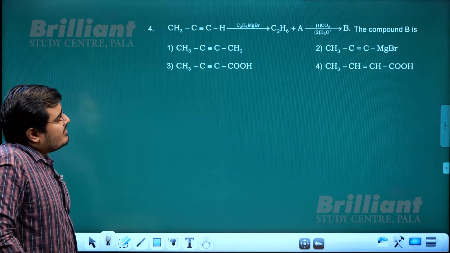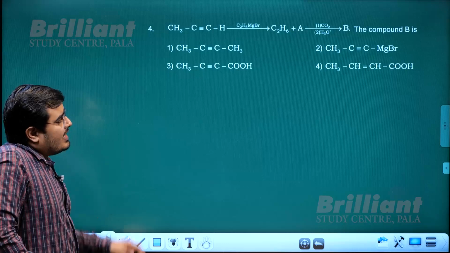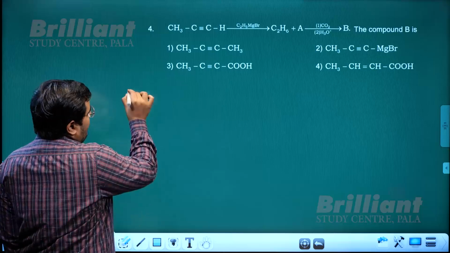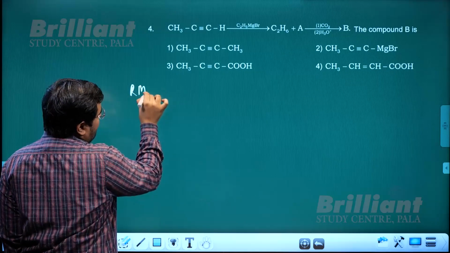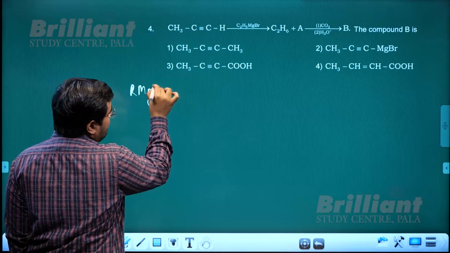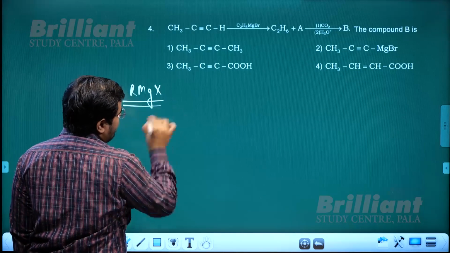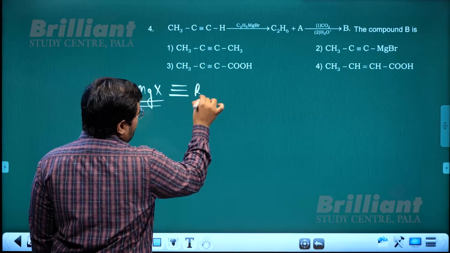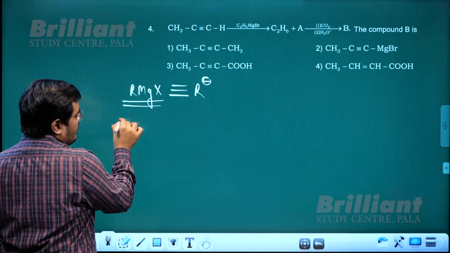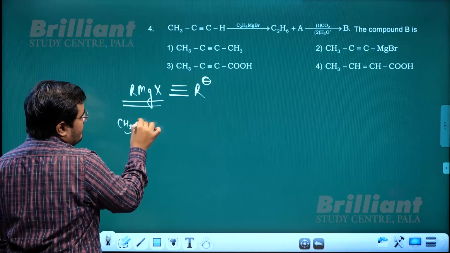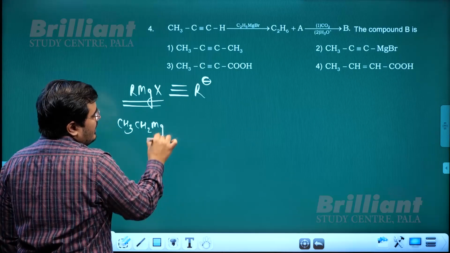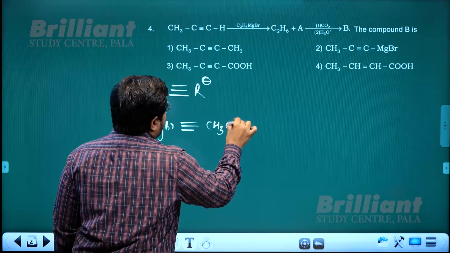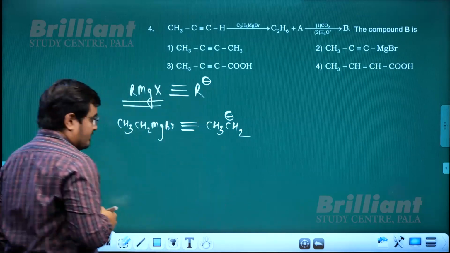Next is CH3C triple bond CH reacts with C2H5MgBr. So if you recollect, I already said while discussing the carbonation with CO2, I discussed the use of Grignard reagent. I said whenever we have a Grignard reagent, it's considered to be a source of carbanion. So for example, if I am having CH3CH2MgBr, then I can actually assume it as a source of CH3CH2 minus.